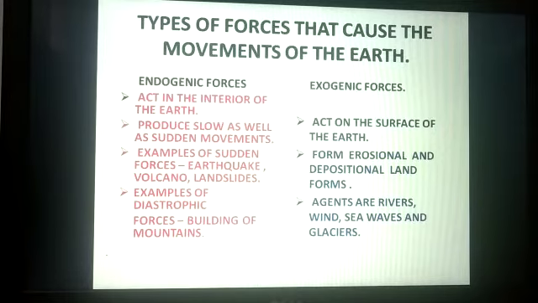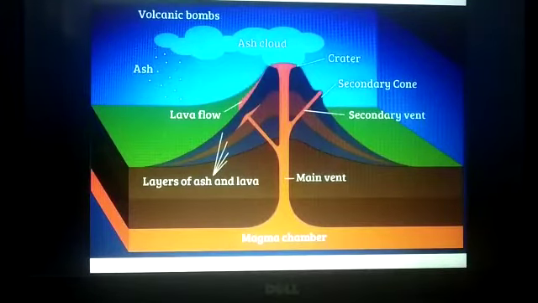As we have learned, exogenic forces act on the surface of the earth. They form erosional and depositional landforms, and the agents of exogenic forces are rivers, wind, sea waves, and glaciers. Now we are going to learn about volcano. A volcano is a vent, or you can call it opening, in the earth's crust through which molten material erupts suddenly.